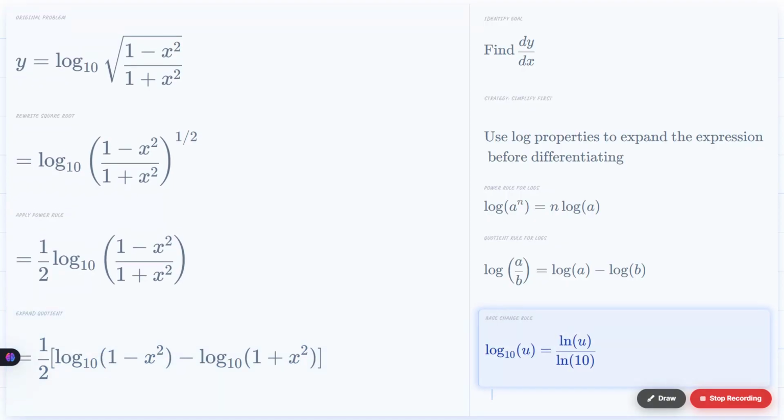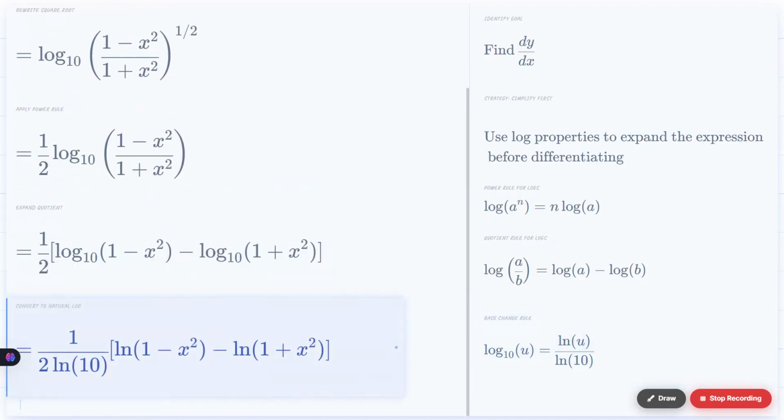We look at the rule for changing bases. We do this to change our log base 10 into natural log. The rule says we can divide the natural log by the natural log of 10. We convert the expression to use natural logs. We do this to make it easier to find the derivative. We put 1 divided by 2 times the natural log of 10 in front of the new logs.